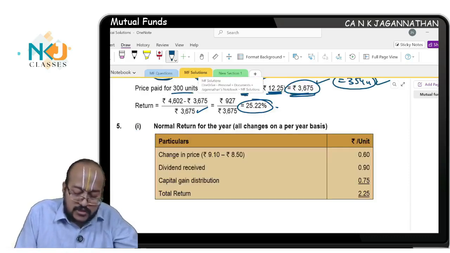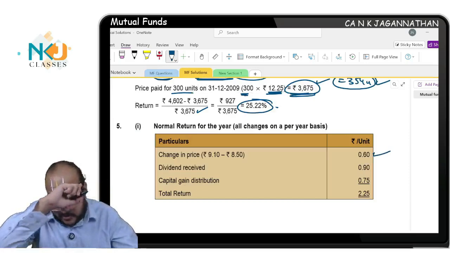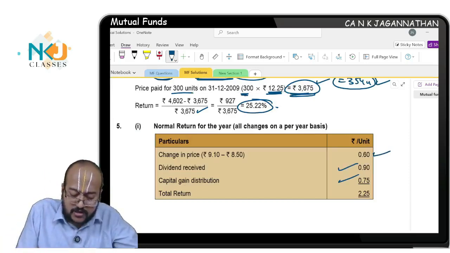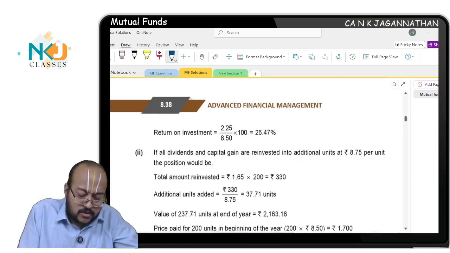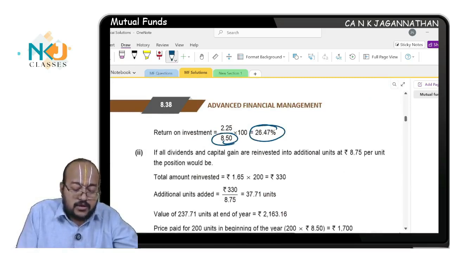Similar type of question. See, change in price, this is unrealized capital gain, then you have dividend income, then capital gains. Total return comes to 2.25. This is normal return, divided by initial NAV.